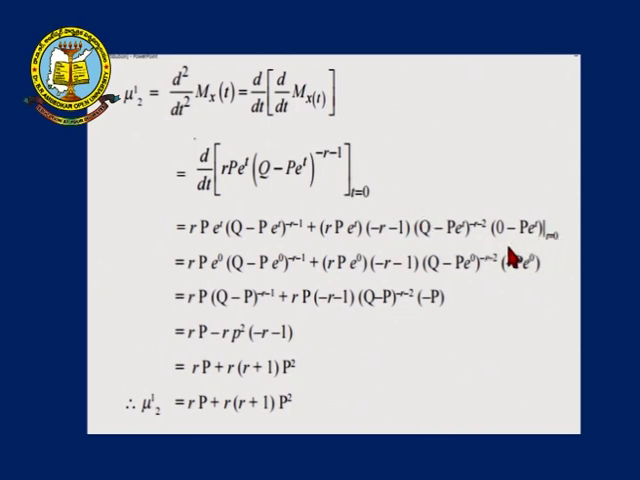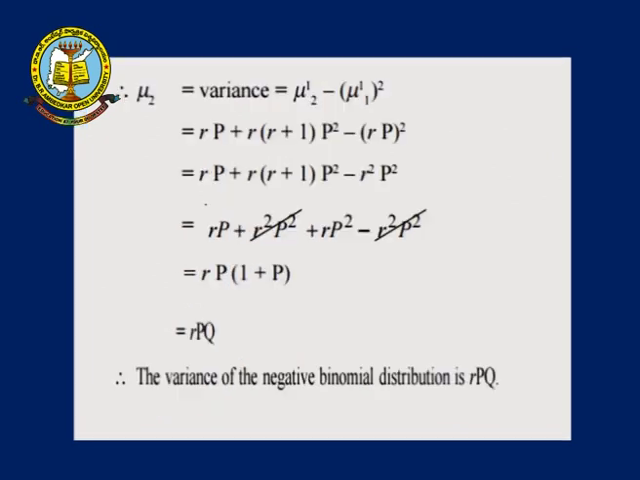After applying the product rule, differentiating this function with respect to t and putting t equal to 0, you will get rP (Q minus P) to the power of minus r minus 1 plus rP times (minus r minus 1) (Q minus P) to the power of minus r minus 2 times (minus P). Then you expand and simplify these two terms. Finally we get rP plus r(r plus 1)P square. Therefore, mu 2 dash is equal to rP plus r(r plus 1)P square.